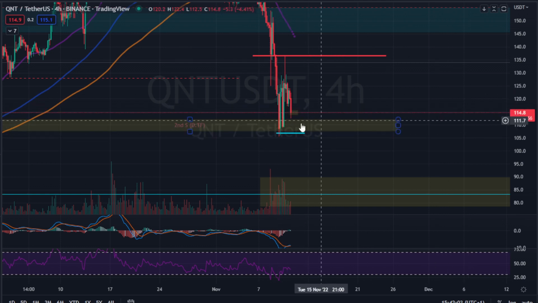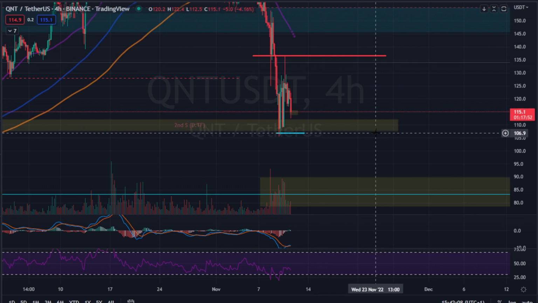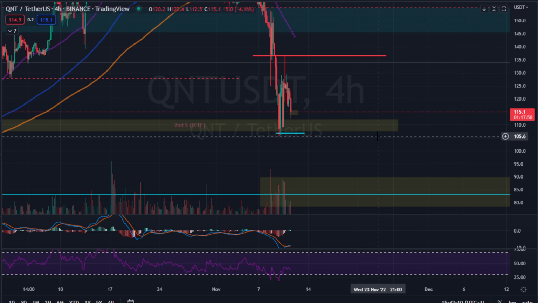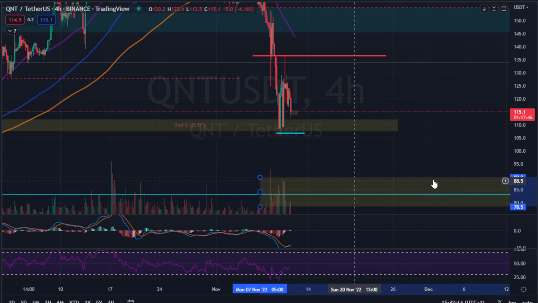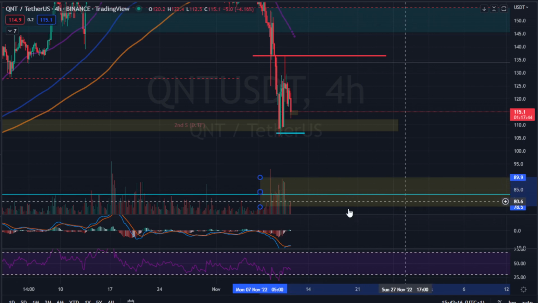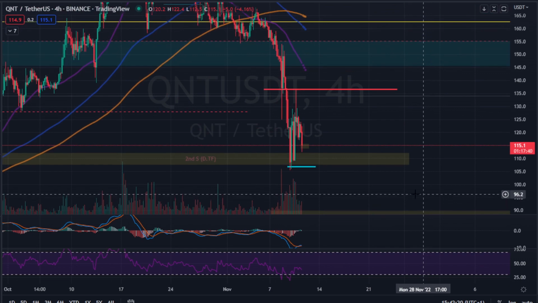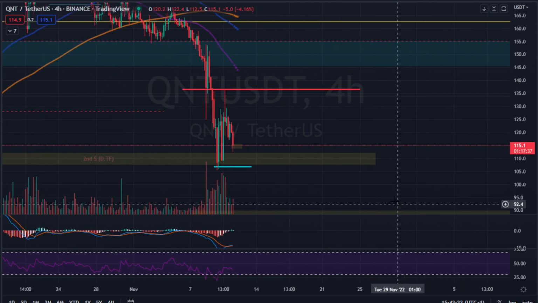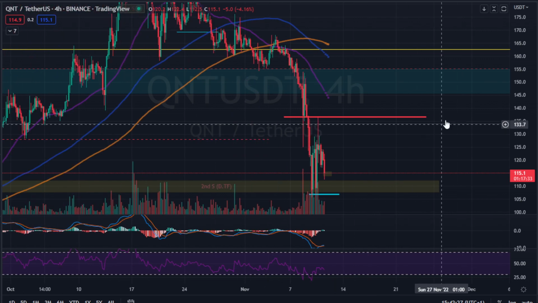So right now we are still respecting it, but if we break below this box, let's just say $105, to be a bit more conservative, do not be shocked, guys, if you come back and retest this level, which is second support right now, okay? So that's to the downside. We've covered the support levels, right?